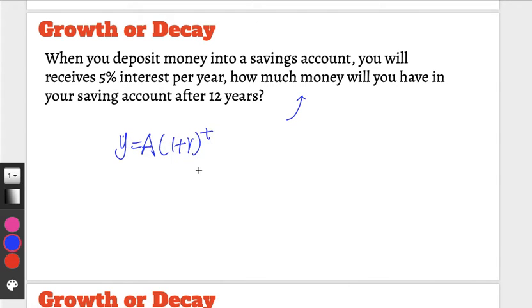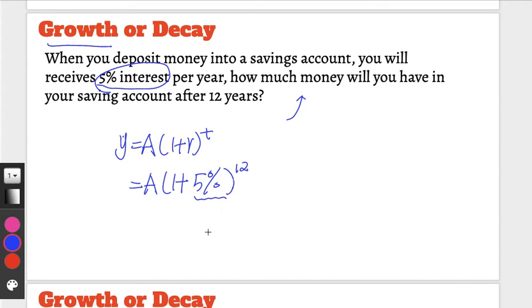So now let's just put a value for each part. Okay, so we know this is going to be the one we are going to use. So we just need to put an initial amount and then 1 plus the growth rate, which is 5%, over 12 years. So that's it. Some students might say, hey, we didn't know how much money we put in at the beginning, when you open an account. You're right.